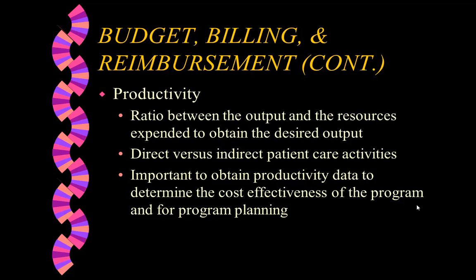What is productivity? Productivity is a ratio between the output and the resources expended to obtain the desired output. It is direct versus indirect patient care. Direct patient care is you're actually in the room treating the patient. Your indirect patient care activities are paperwork, screening a patient, talking with nurses, staff. Those are all considered indirect. It is important to obtain productivity data to determine the cost effectiveness of the program and for program planning purposes.